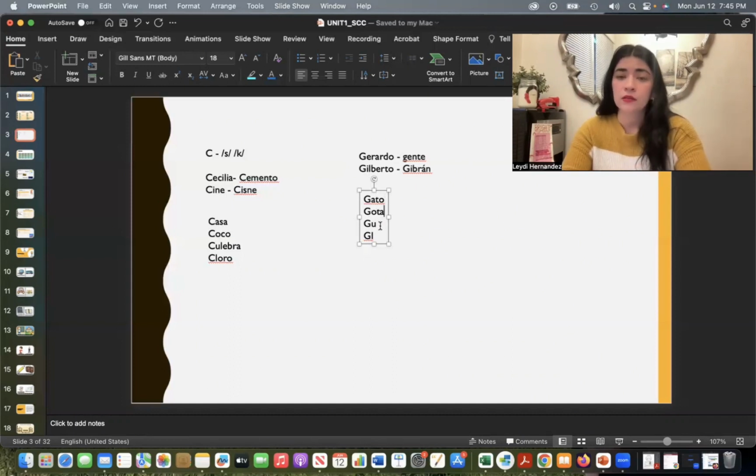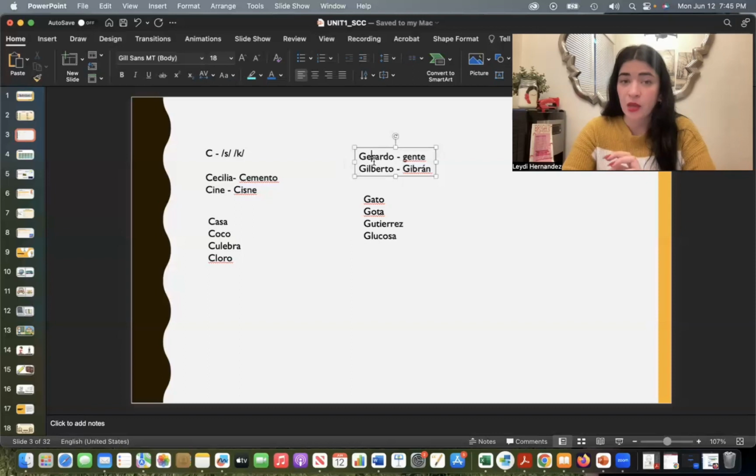Gota. Gutierrez. Glucosa. This is g. The first couple of examples have the soft sound, and the second group of examples have the strong sound of the G.